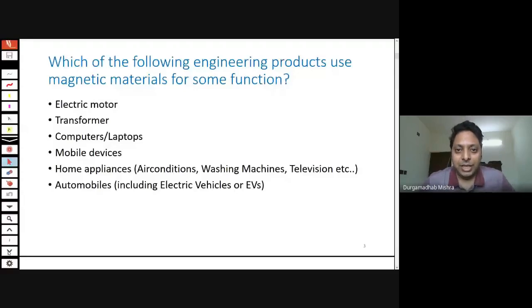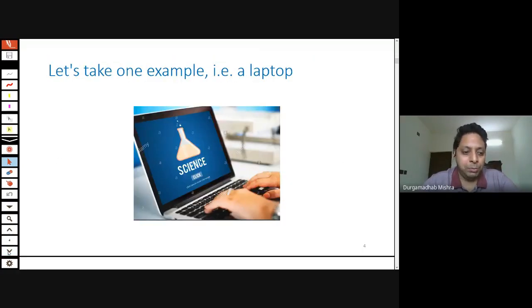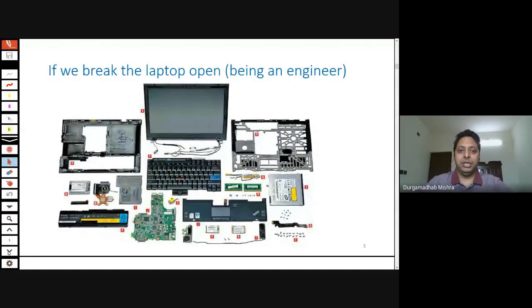If you, being an electrical engineer, want to see what magnetic materials are around you: in most of the devices that you use in your daily life, there is some kind of magnetic material, some magnetic component. I gave this example of a laptop. If you are curious enough, open your laptop, and actually literally break it open, not just switch it on.